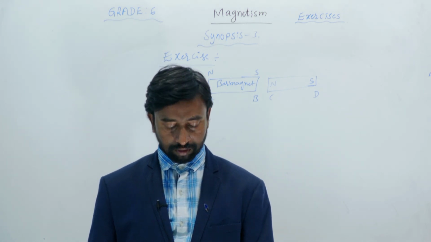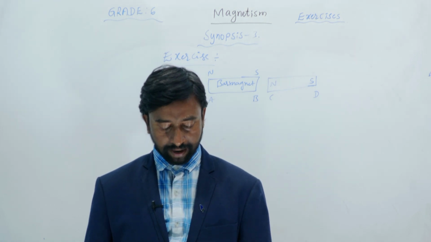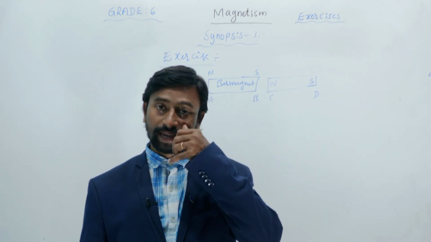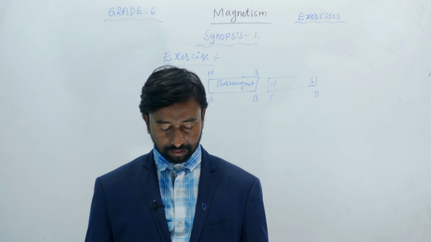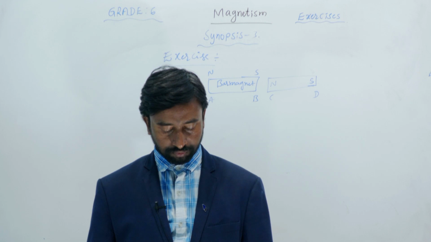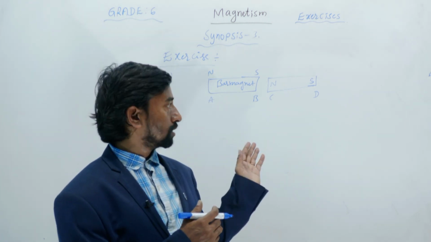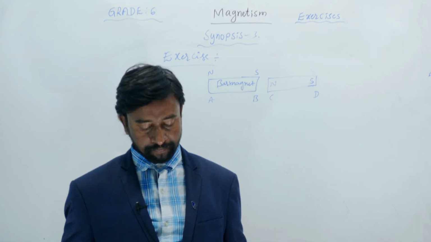If a bar magnet is hammered, sometimes its magnetic strength will decrease. The loss of magnetic property of a magnet is called demagnetization. Then the 6th one: magnetic lines of force inside the bar magnet move from south to north direction inside the bar magnet. I have shown it in the diagram.